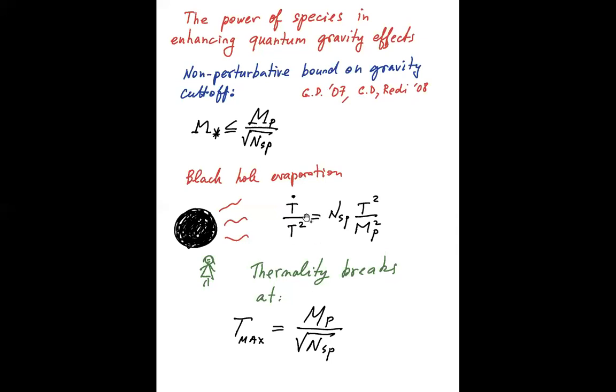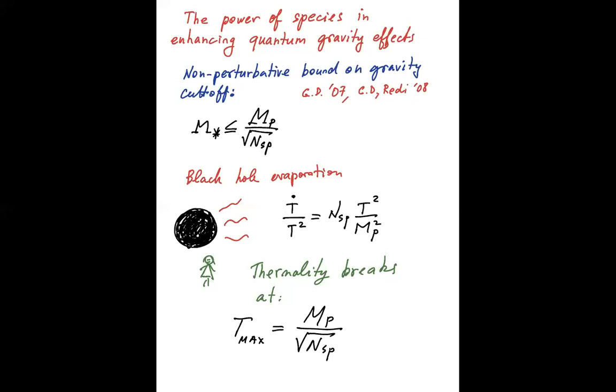Now, departure from thermality. Taking the standard equations for black hole evaporation, the Hawking formulas, you can immediately derive this equation. Why is this equation important? Because the left-hand side is the time derivative of temperature divided by temperature squared, and the right-hand side is temperature squared divided by Planck squared times the number of species. Now, the left-hand side of this equation is a parameter that measures departure from semi-classicality. If that parameter becomes order 1, you can forget about semi-classical theory.